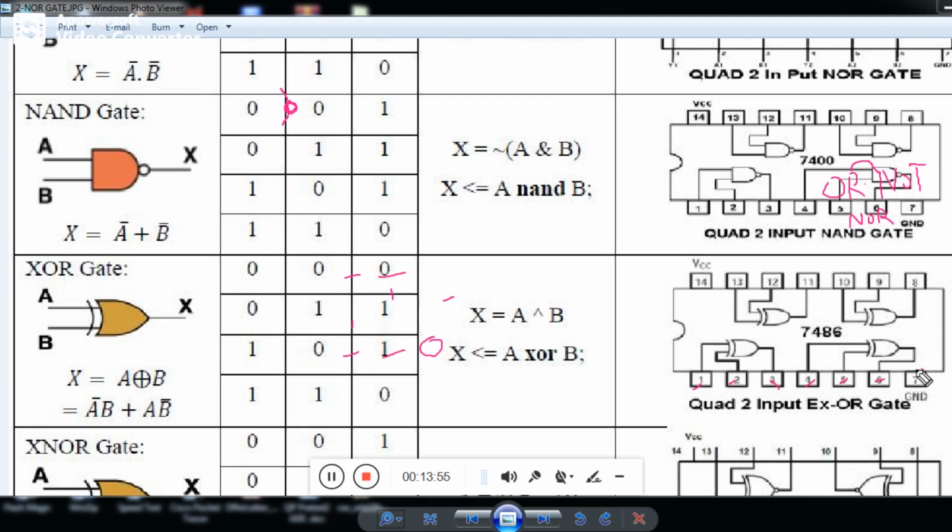Like you can't assign 2 as output pin and 3 as input pin. So pin number 7 is ground. So pin number 14 is VCC. You may ask how you will come to know. For this you have to refer data sheets. For each IC you will get data sheets that you have to refer. That time you will come to know all these things. So this is about basic gates.